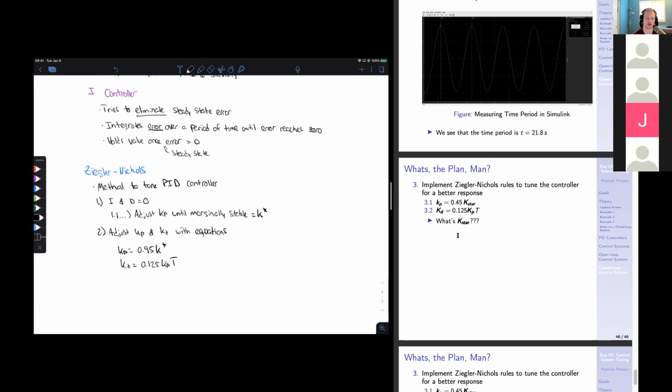Okay, those are our equations. We have Kp, that's going to be equal to 0.45 K star. K star, that's the ultimate gain. That's when our system was marginally stable with just a proportional controller. And Kd, the derivative controller, will be equal to 0.125 times Kp, what we just had, multiplied by T, which is going to be our time period.